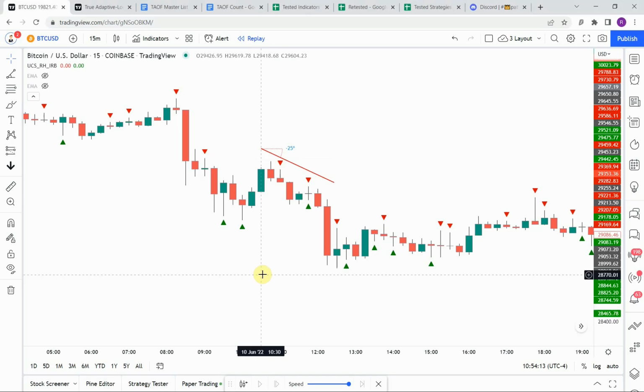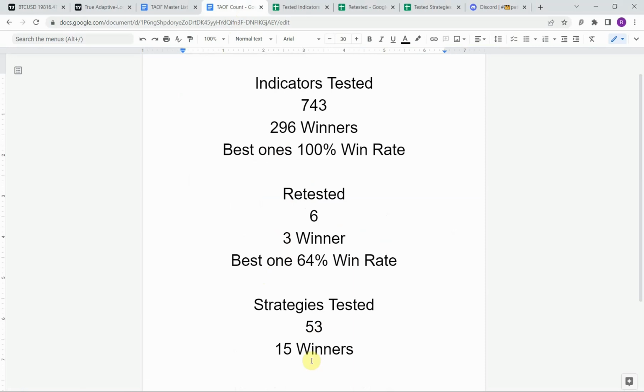Today, we'll be taking a look at a 15-minute crypto trading strategy. Before we do, though, I wanted to put the testing scoreboard up for everyone to see.